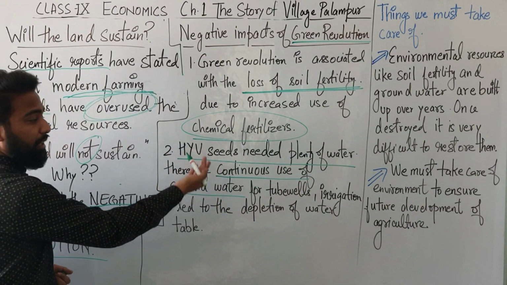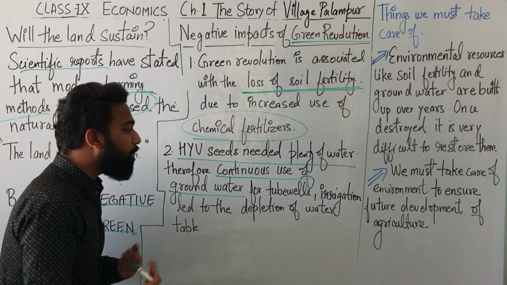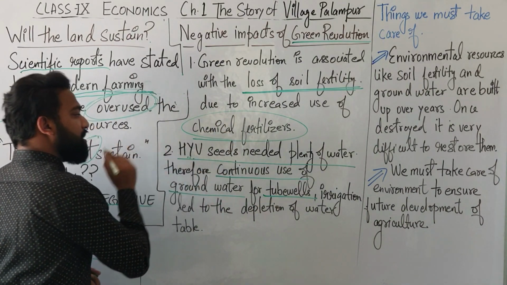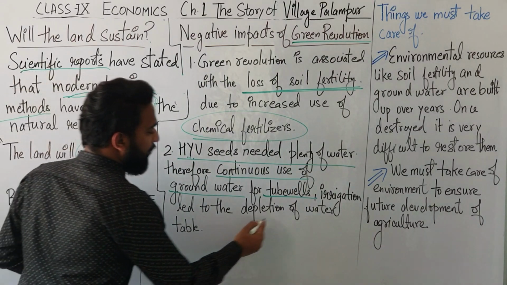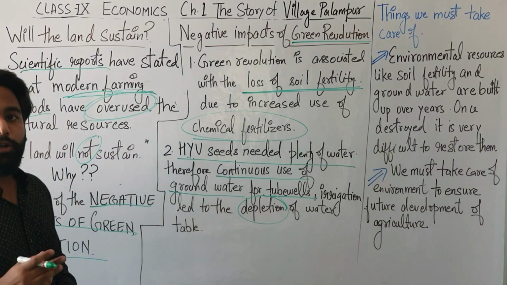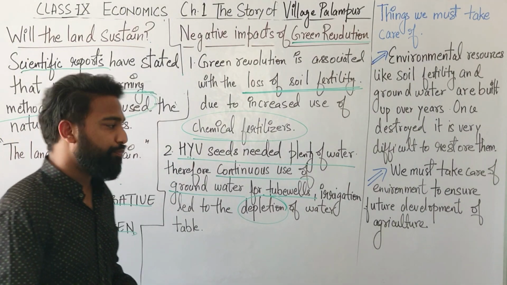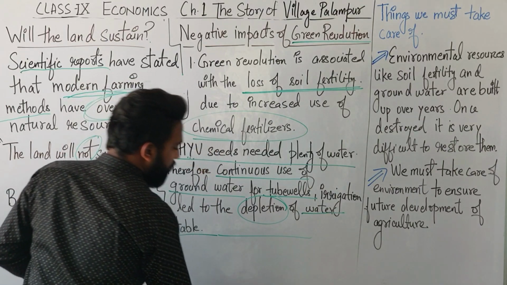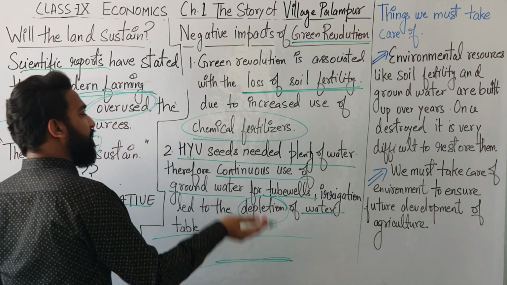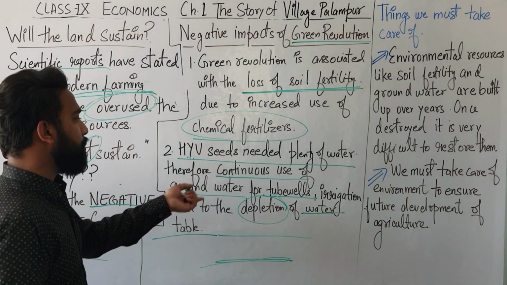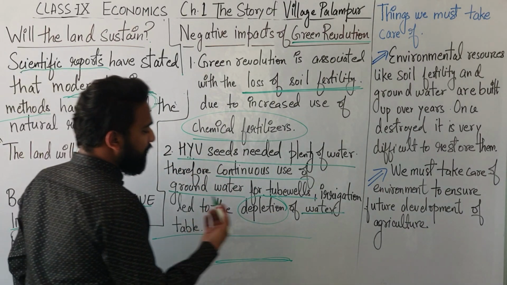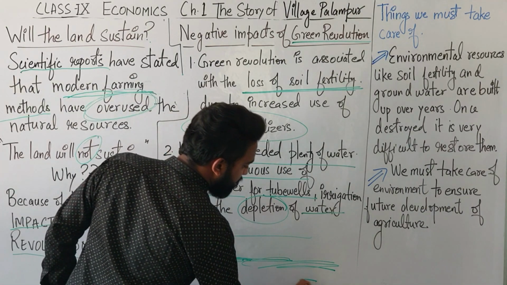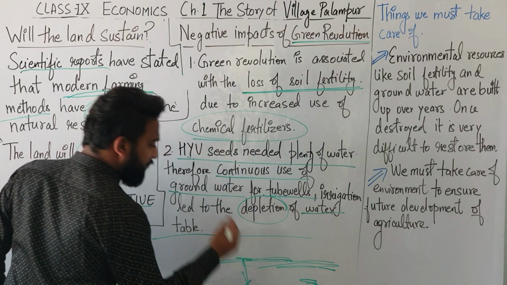Now, to irrigate these HYV seeds, the groundwater was being used through tube wells, which led to depletion. Depletion means to diminish, to decrease. What has decreased? The water table. Suppose the underground water is at this level, but after using so much groundwater for the irrigation of HYV seeds, the water level has decreased. From this point to this point, the water level decreased.